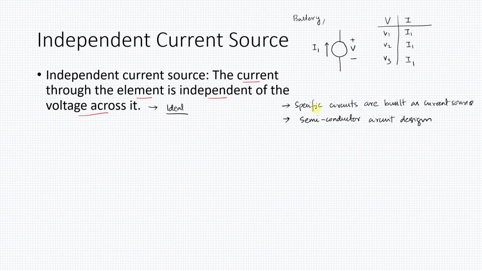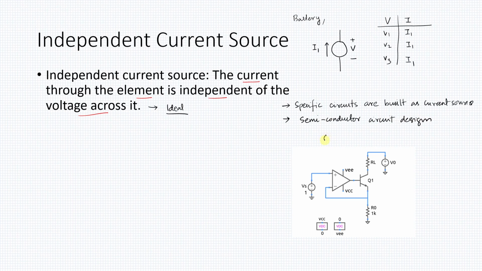If you want to see a simple example, this is an op-amp based current source. However, we will not be understanding the working of this circuit. This is just to give you an idea of how a current source might look. If you take an advanced course in analog electronics, you might be able to build these types of circuits. With this, let us now move on to the graph of current and voltage for an independent current source.